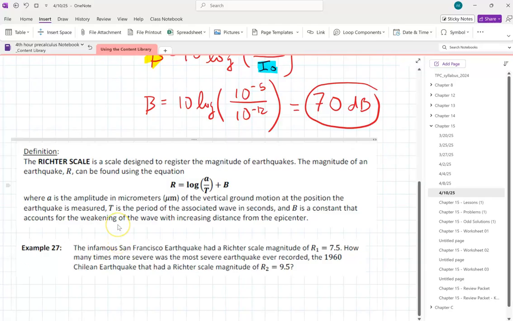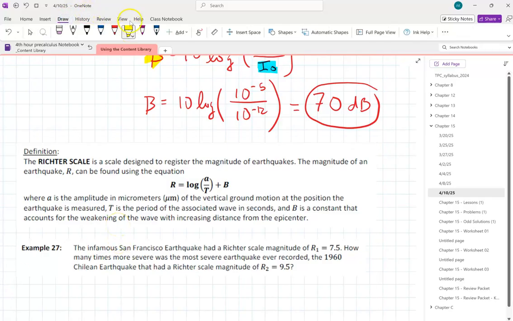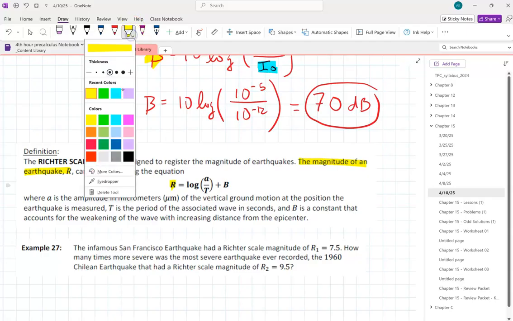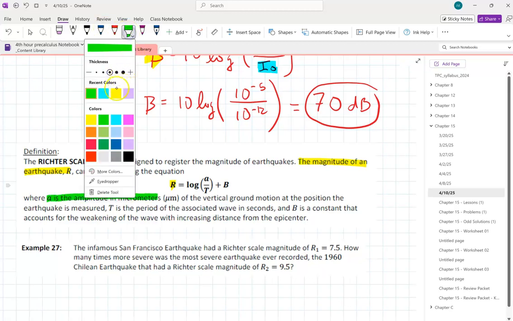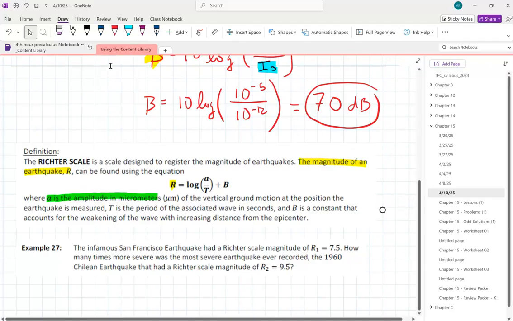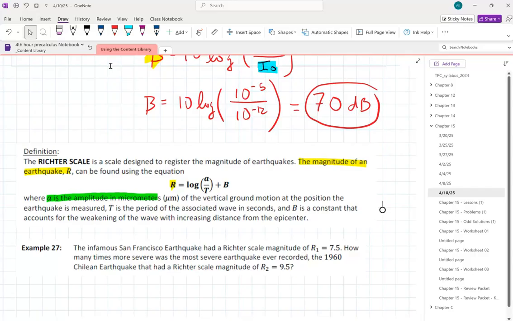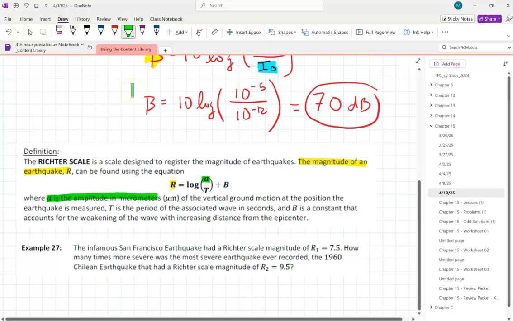So the Richter scale measurement R, which we call the magnitude of an earthquake, can be measured by R equals the log of alpha over T, plus B. Alpha is the amplitude. By amplitude, you're talking about how much up and down movement the ground is doing, right? So ground is here, earthquake happens, ground moves up and down and up and down. We're talking about how much displacement up or down from neutral. That's what we're talking about there with the alpha.